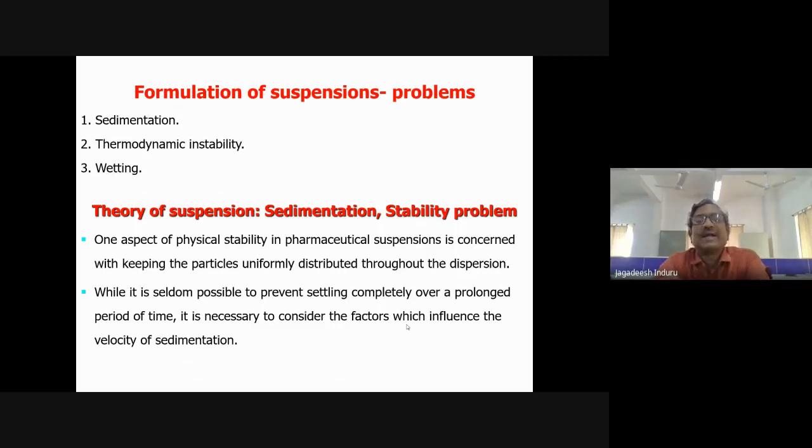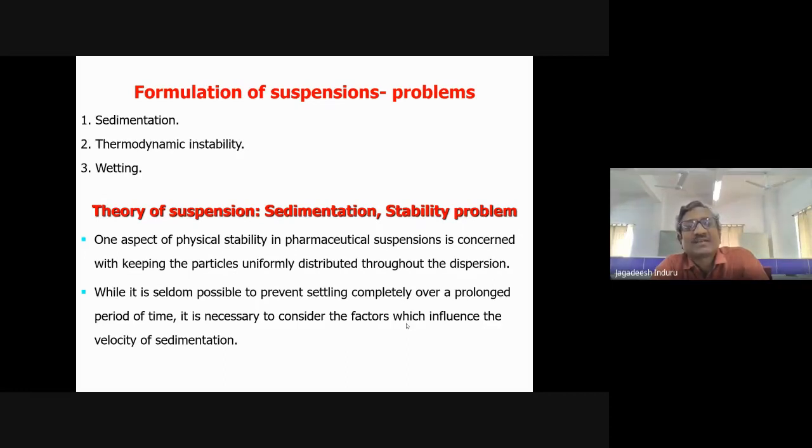Now we are going to enter into the disperse system, the drug, and we have a wetting agent. But we need to solve the problems: sedimentation, thermodynamic instability, and the wetting problem will be solved. For that purpose, we need to study or evaluate our suspension during formulation development, in the pre-formulation stage itself. That is what we will introduce later as an in-process control test.